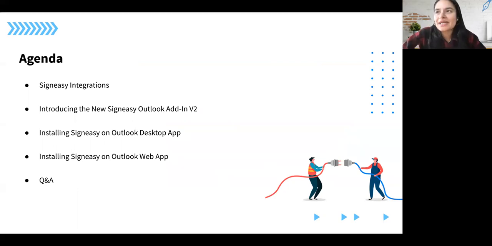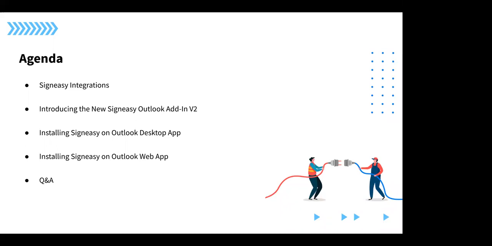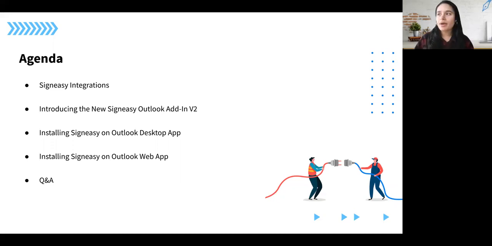So we have an exciting segment ahead of us today. Taking a look at our agenda, first, we will go over the different integrations that Signeasy supports that you may not be aware of yet, followed by an overview of our Outlook integration and why you should use it if you aren't already. Then we'll walk you through step-by-step on how to integrate Outlook with your Signeasy account. So whether you use Outlook's client app or Outlook's web app in your browser, we've got you covered. Lastly, we'll end the session with a Q&A.